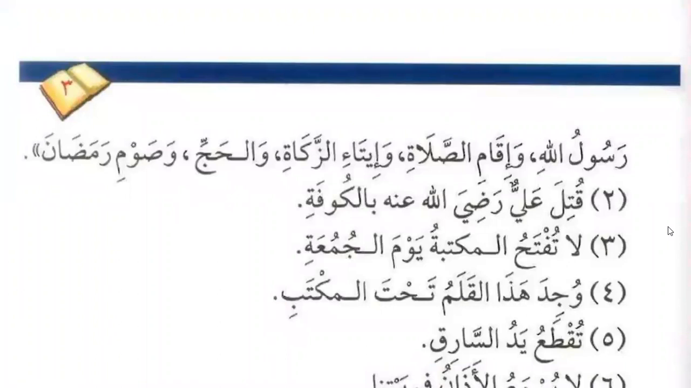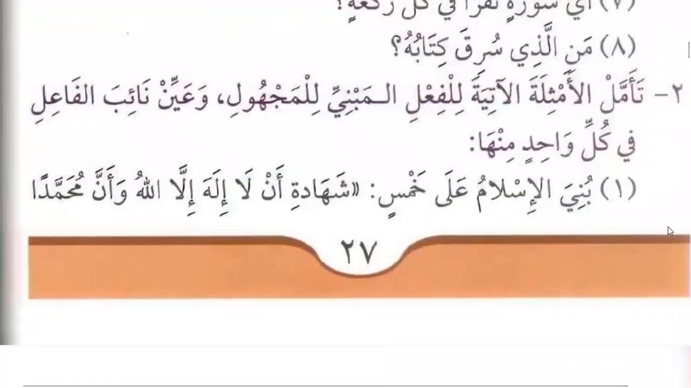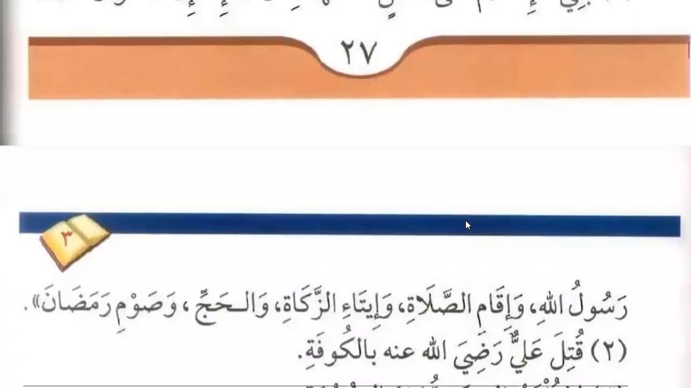So I have to point out the deputy doer, naibul fa'il. Yes, naibul fa'il. So first tell us what is fail majhool here. Buniya? Yes, Buniya is fi'l mabni lil majhool. Now, what is naibul fa'il of this verb? Al-Islamu? Yes, correct. Can you translate this sentence?